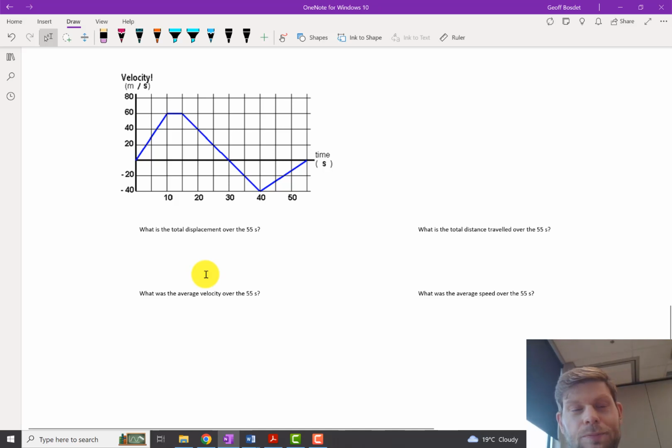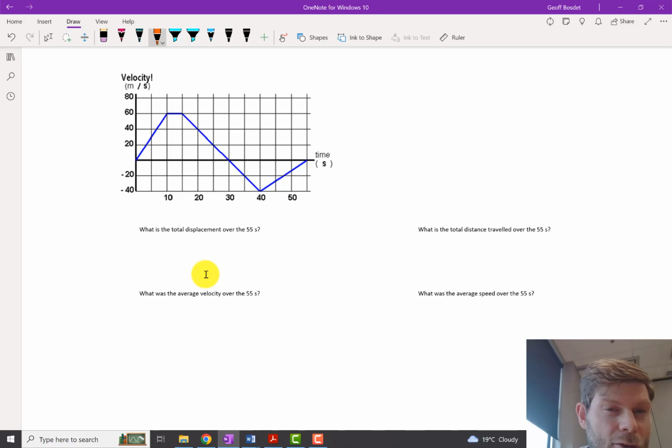Because anytime your y variable times your x variable, or your average y times your x, is something useful, the area under the graph, or the area between the graph and the x-axis, is that thing. So in this case, if we want the total displacement over the 55 seconds, we need to find all of these areas. So we've got a triangle, a rectangle, a triangle, another triangle, and a triangle.